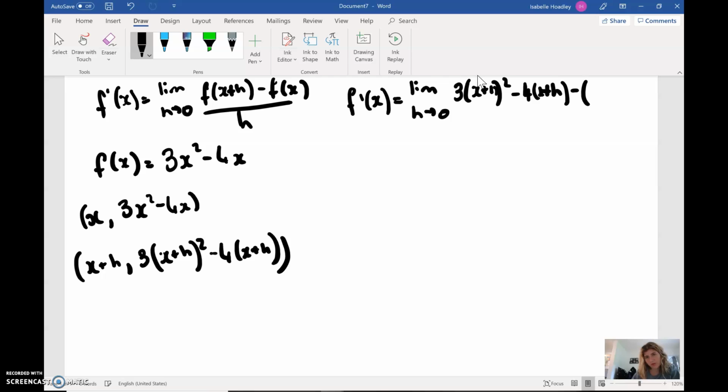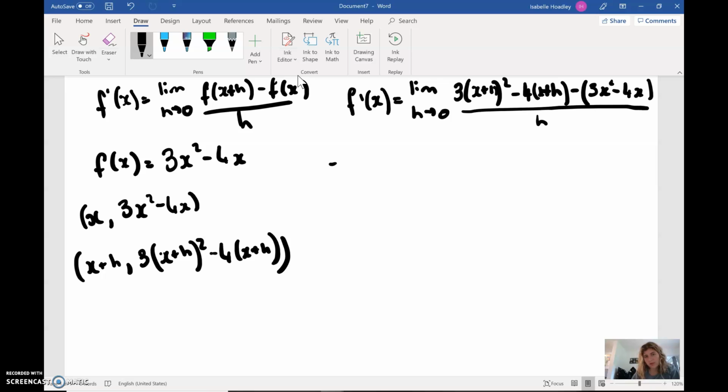Minus, and now I always put this in brackets because I need to remember that I'm subtracting all of f of x, not just the 3x squared. I'm subtracting that whole function. So I put that in brackets so that I don't get confused with the signs. And that's going to be all over h.